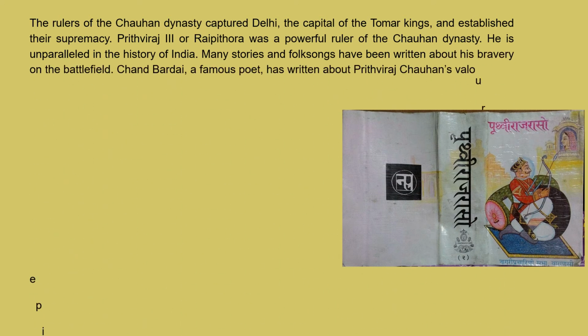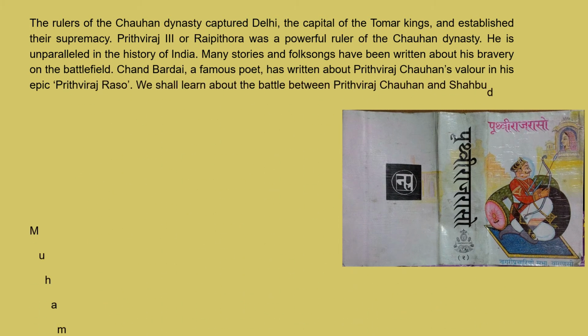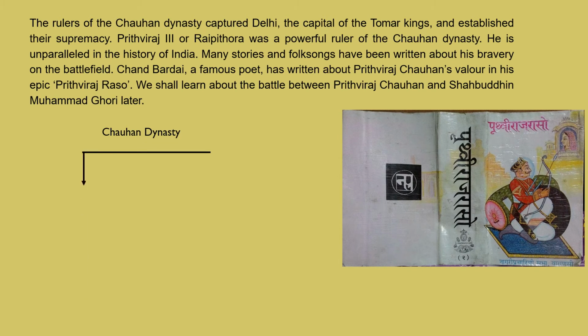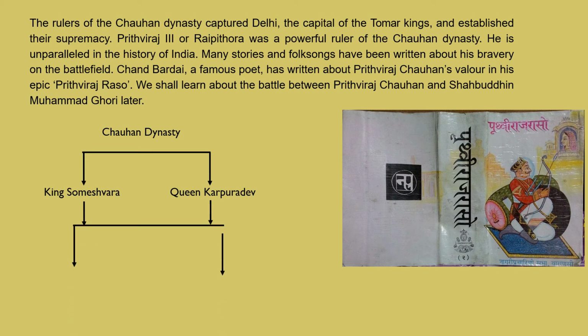Prithviraj III or Rai Pithora was a powerful ruler of the Chauhan dynasty. He is unparalleled in the history of India. Many stories and folk songs have been written about his bravery on the battlefield. Chand Bardai, a famous poet, has written about Prithviraj Chauhan's valor in his epic Prithviraj Raso. We shall learn about the battle between Prithviraj Chauhan and Shahabuddin Muhammad Ghori later.